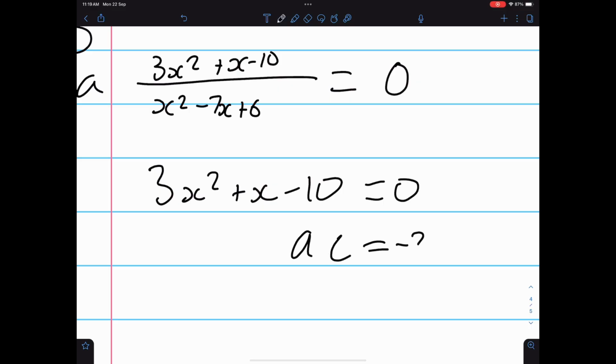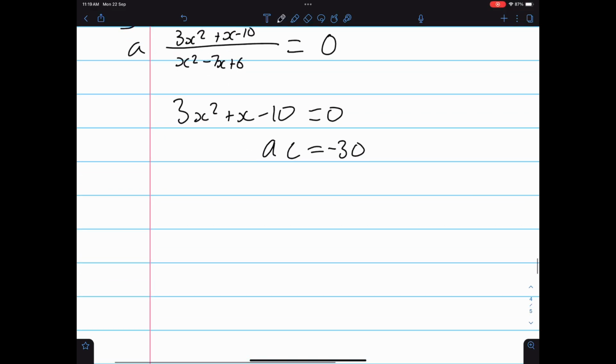AC equals minus 30. And we'll be using a combination of 6 and 5.